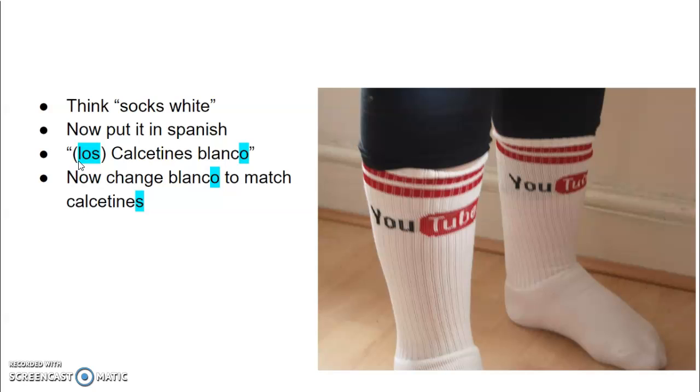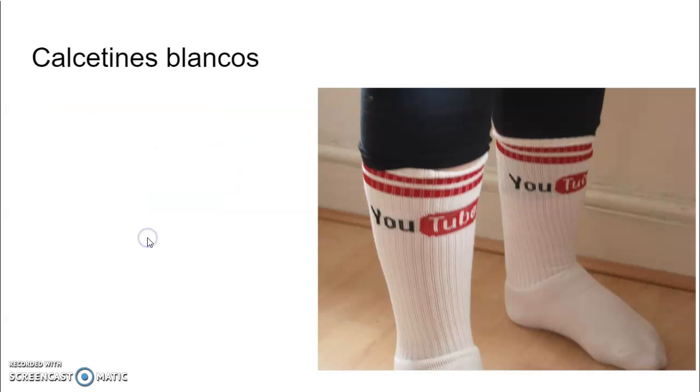So we have los, okay? So now you need to change blanco to match calcetines. Make it be like los. How do we say white socks in Spanish? Type your answer. Calcetines blancos.